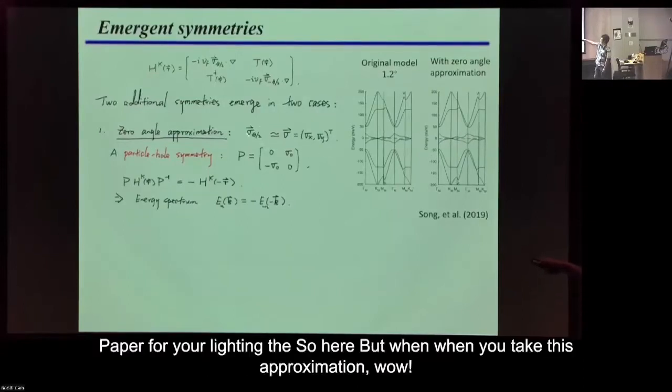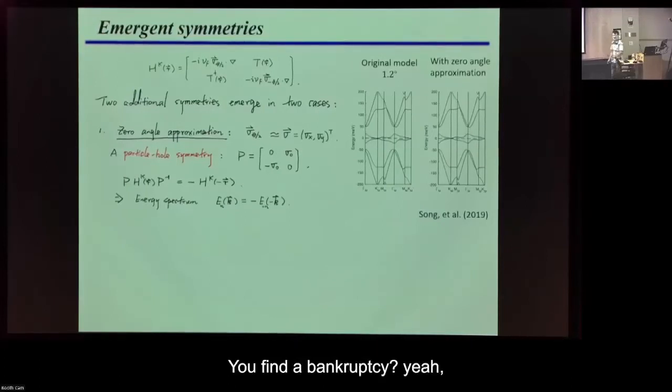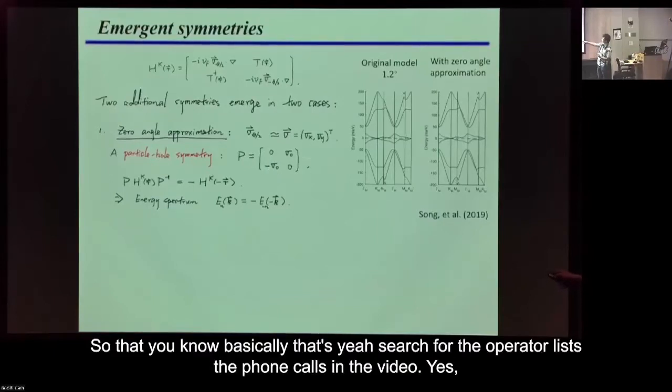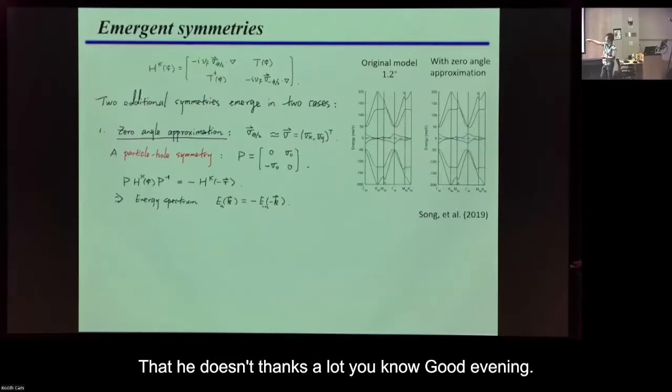When you take this approximation, that this matrix is unrotated, you find the band structure actually has an exact symmetry. Basically, the energy here and here are exactly the same. So you flip K and flip E, and your band structure remains the same. So there should be a symmetry. If you search for the operator, this is the particle-hole symmetry operator. Again, it flips the two layers, but with a relative minus sign between the two flippings.